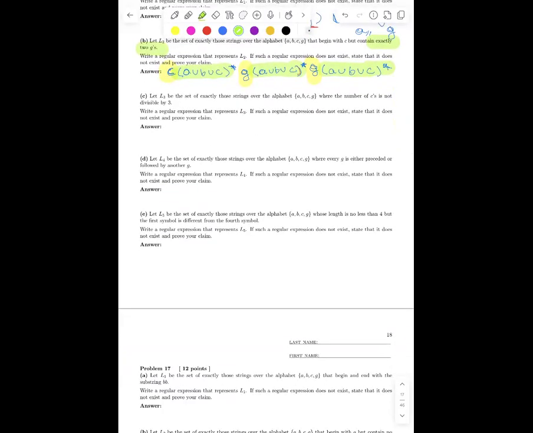Then I have, let L3 be the set of exactly those strings over the alphabet A, B, C, and G, where the number of Cs is not divisible by 3. It's not divisible by 3. So I either have 4 Cs and more.